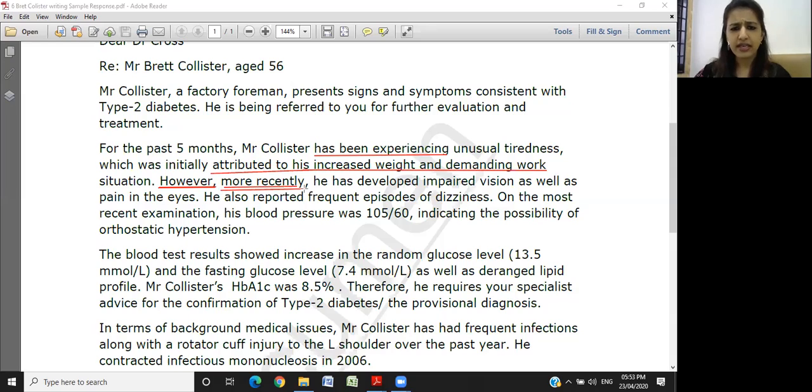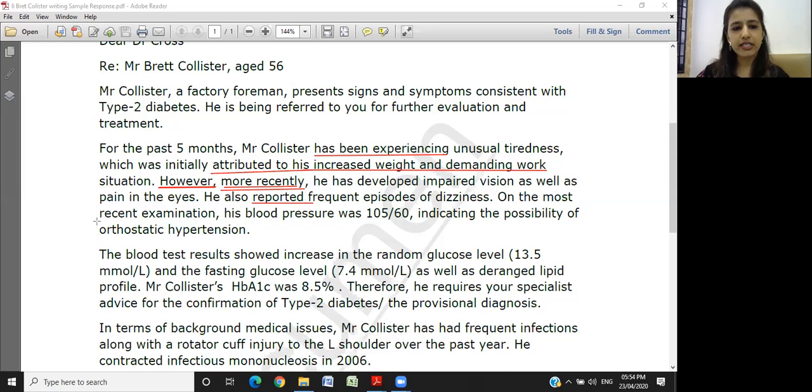You can also use that, it is also fine if you include that, however, on so and so date he presented to my clinic with complaints of. That structure can also go very well. Okay? Here it is just that I have tried a different style. So more recently he has developed impaired vision and pain in the eyes. He also reported episodes of dizziness.